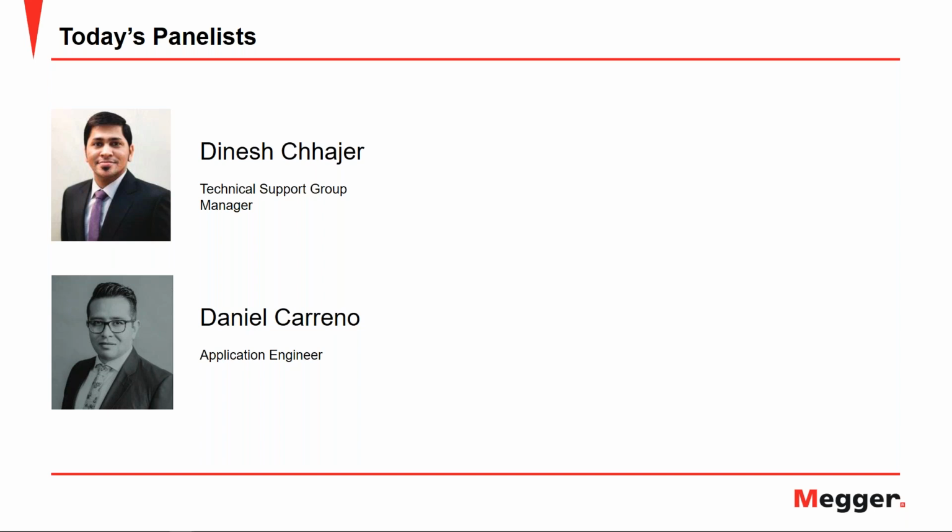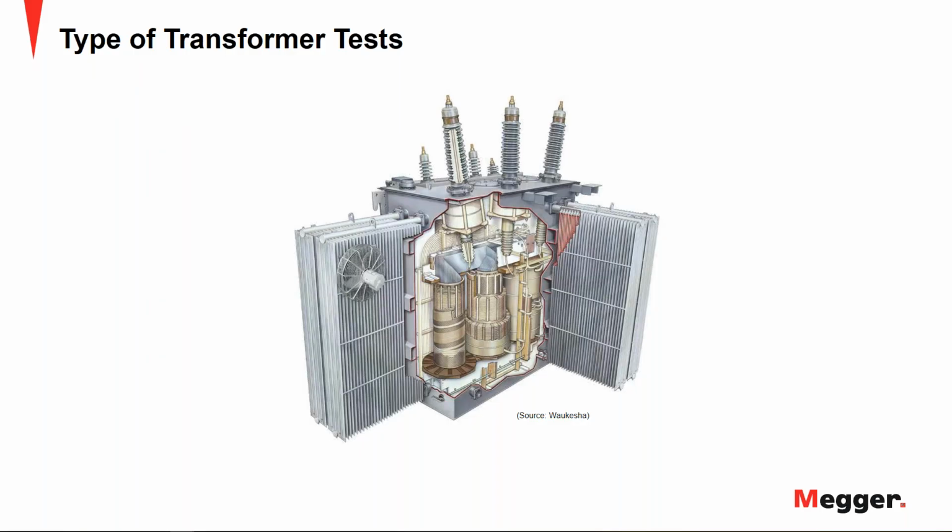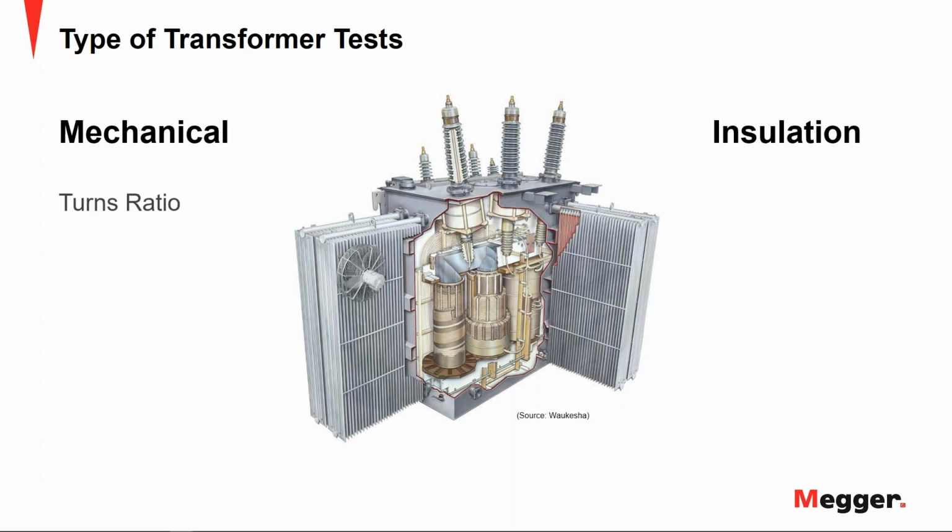Today we will be focusing on best practices for transformer winding assessment with a focus on turns ratio, winding resistance, and excitation current. When we talk about transformer testing overall, we try to separate the tests into 2 major groups, the first being mechanical and the other side being insulation. Mechanical testing is what we're going to focus on today, so turns ratio, winding resistance, core excitation.